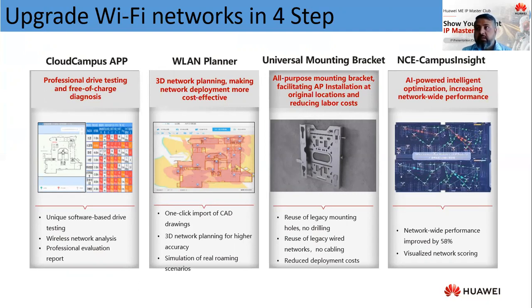This takes us to the second step of using WLAN Planner. It's a Huawei tool that we can use. It's available on an FOC basis, and we can upload customers' maps, CAD drawings on this, and even do 3D simulation. We can place access points. We can give a start and end point on the map and make a user walk through that in 3D simulation and see how it's performing.